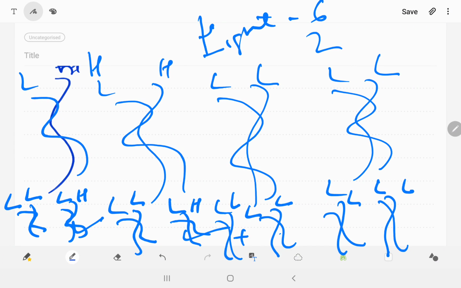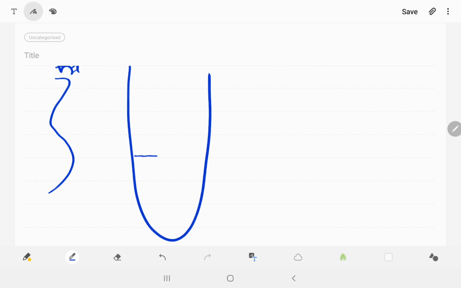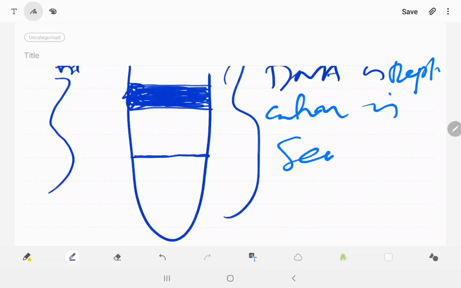So the intermediate band is decreasing more. It means that the light band is becoming stronger, and the intermediate band is becoming very weak. It is very clear that the intermediate band is becoming very thin, whereas the light band is becoming very thick. It is very clear that DNA replication is semi-conservative, because the dispersive replication possibility is coming very, very down. So it is very clear that DNA replication is a semi-conservative mode of replication.